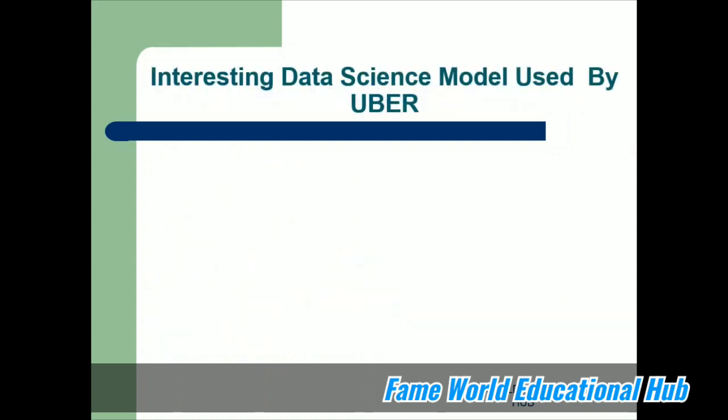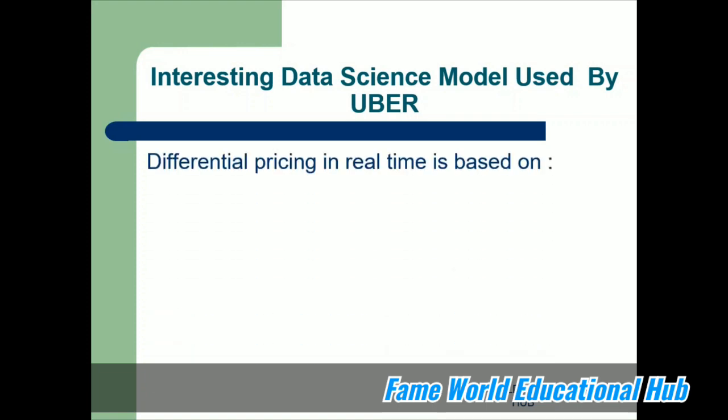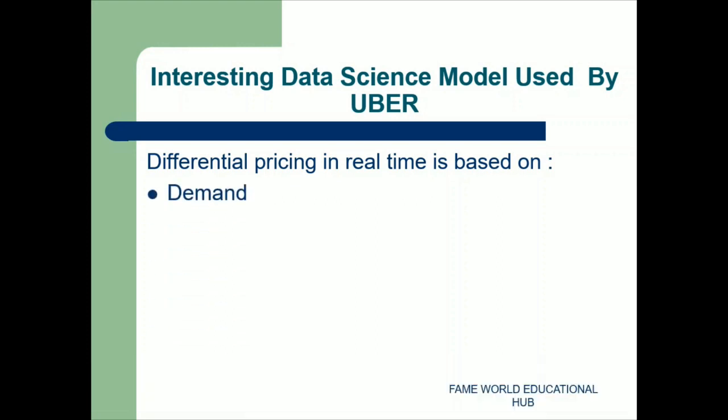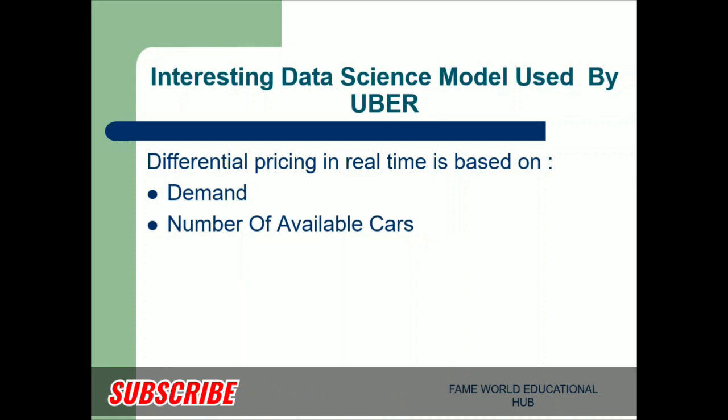Now I'm going to discuss an interesting data science model used by Uber. You can call Uber or you can talk about Ola, any cab booking system. It has a differential pricing, real-time based model which works on the demand, the number of available cars, the bad weather and the rush hours. What does it mean? If somebody is booking this Uber or Ola, the price is calculated and they just tell you. But how is it getting done? It is getting done on the demand basis, on the number of available cars, the weather and rush hours.